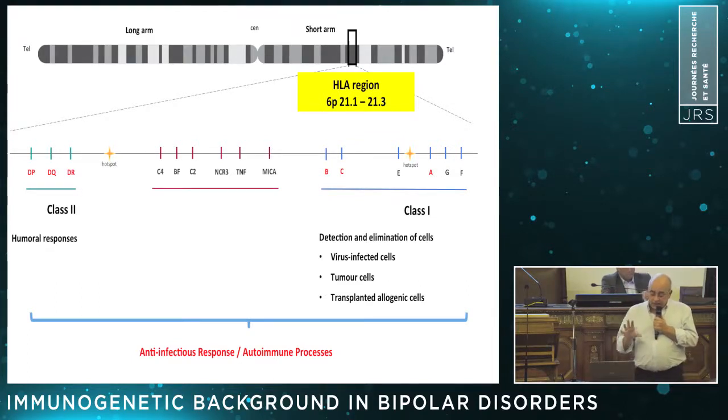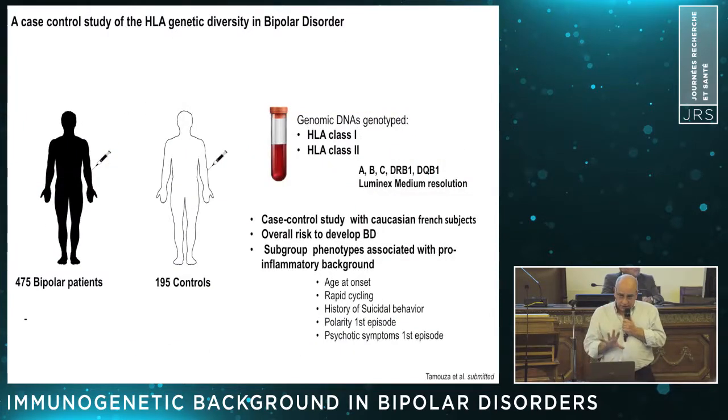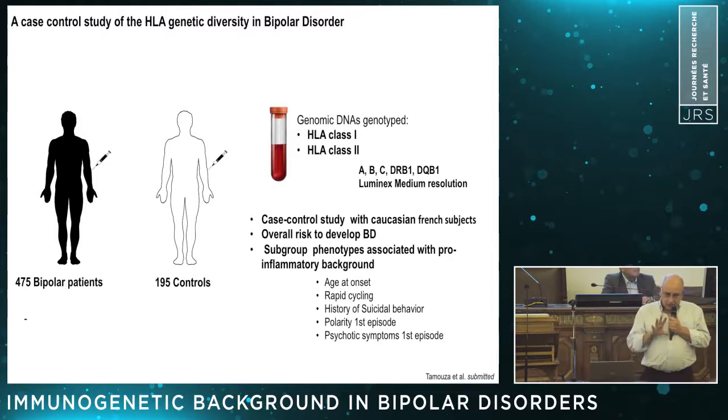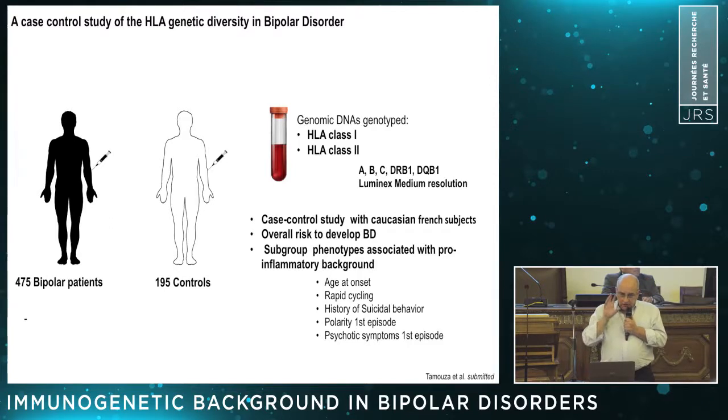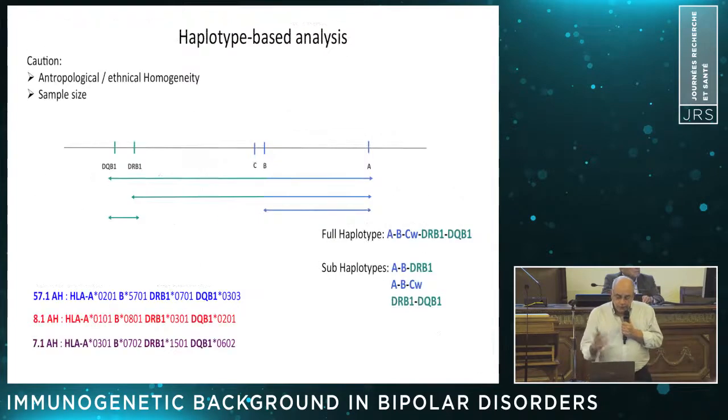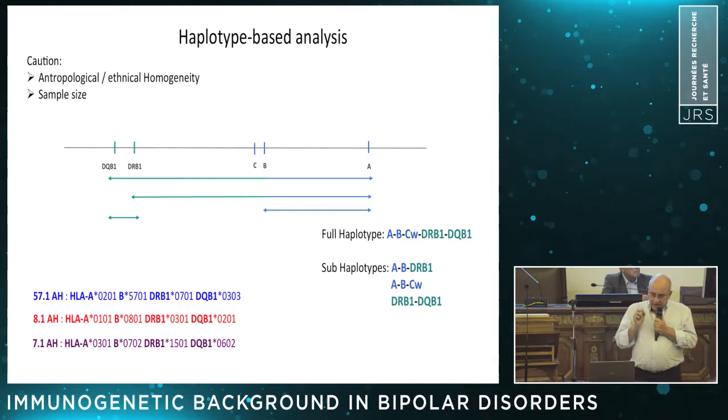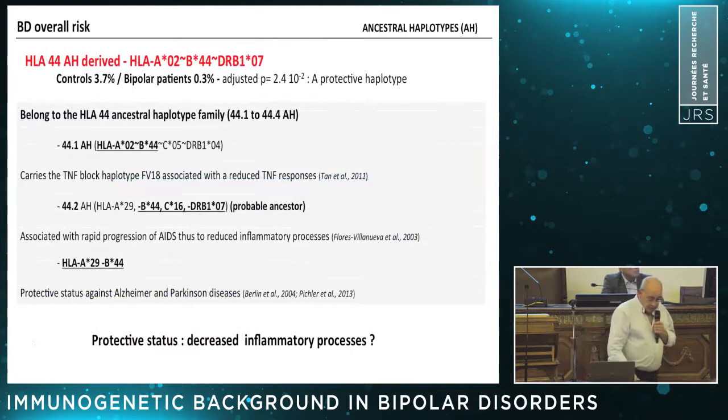So we did the analysis on very homogeneous patients, at least three generations of French descent, which is extremely important in terms of HLA analysis and association studies. We focus first on the overall risk, and second on clinical phenotype evoking inflammatory process. As I told you, we chose to analyze not the diversity of each locus or each allele, but the diversity of the whole or a subpart of the HLA cluster haplotype.